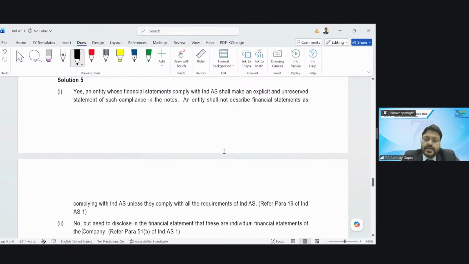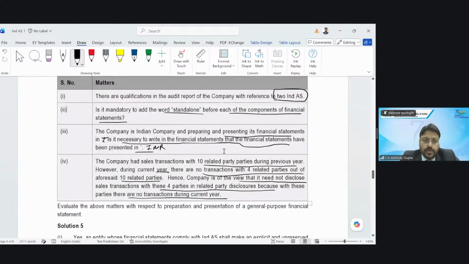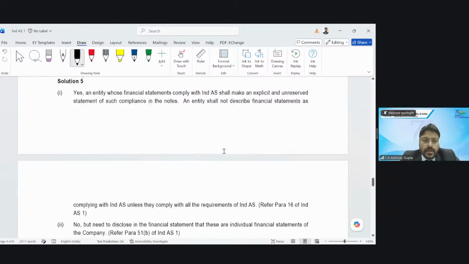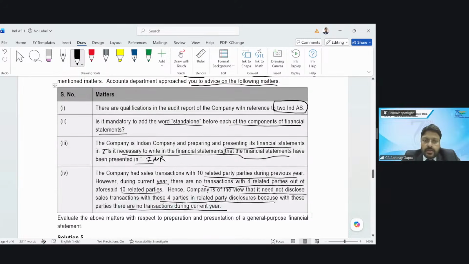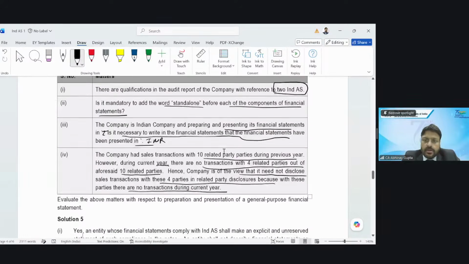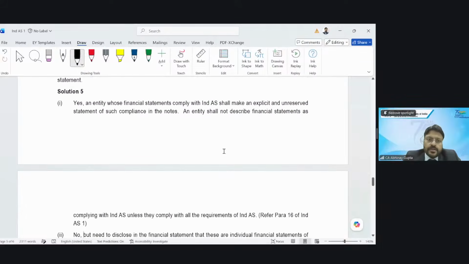Okay. So I hope you must have thought through your responses on these 4 items. Let's see. You can match your response. So in case 1, what was the matter? The qualifications in the audit report of the company with reference to the 2 Ind ASs.